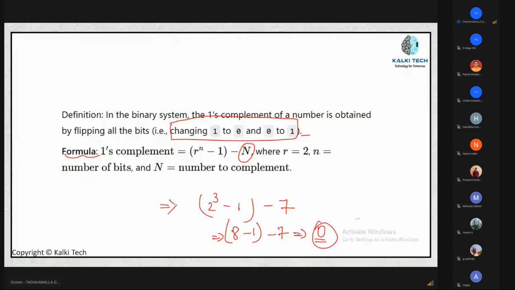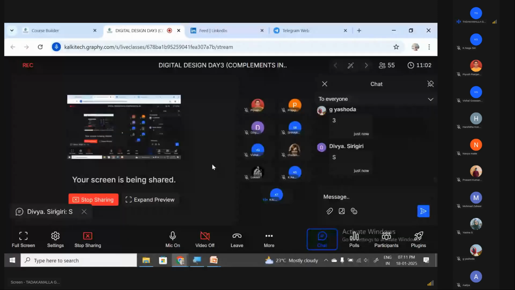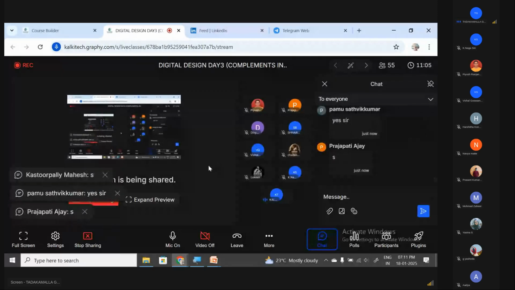So is it clear for everyone? The one's complement, is it clear for everyone? If it is clear, please acknowledge. Yes, yes.